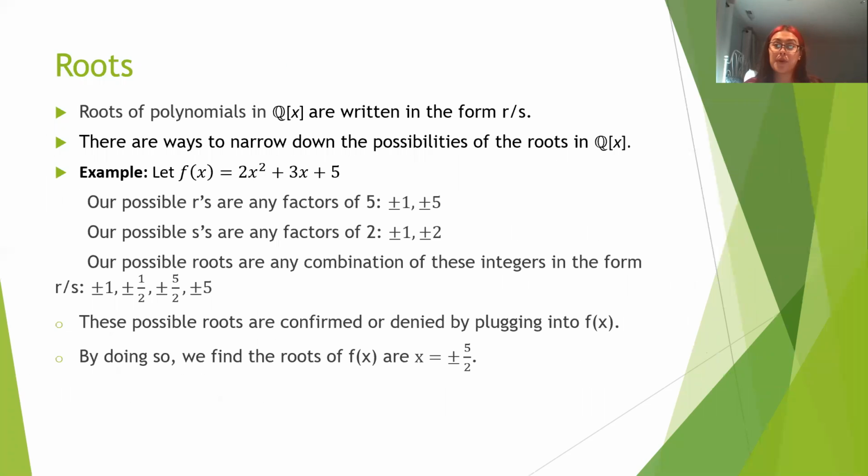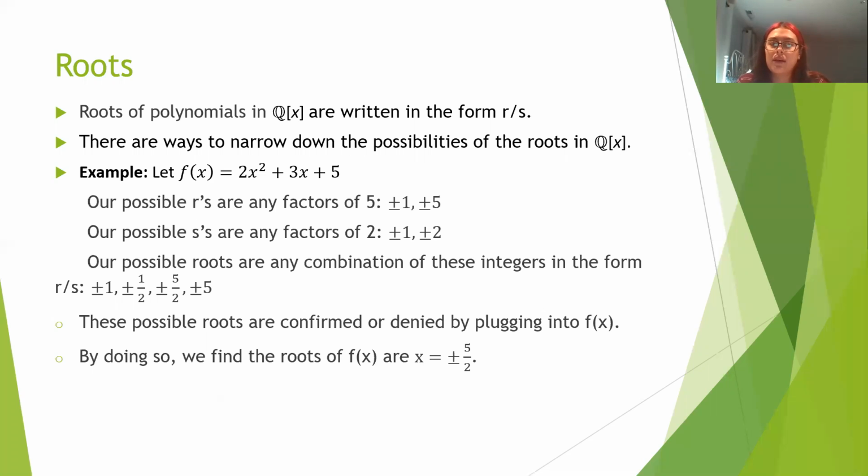Now, moving forward with roots. Roots of a polynomial in Q of x are written in the form r over s. This is true even if the polynomial is written with integers, because in that case s is 1. And there are always ways to narrow down the possibilities of roots in Q of x.